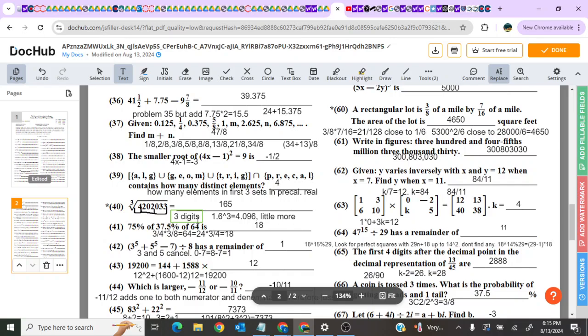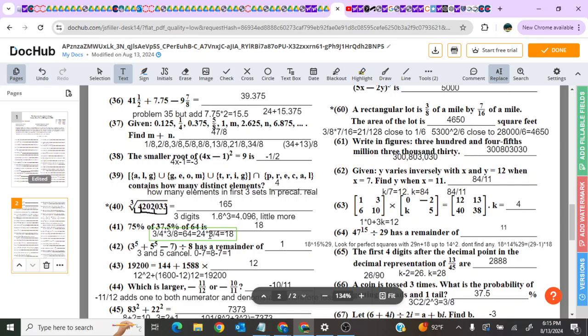41, 75% of 3/8 of 64 is what? Well, 3/8 times 64 is 24. And then 24 times 3 over 4, 24 over 4 is equal to 6 times 3 is equal to 18, and you got your answer.